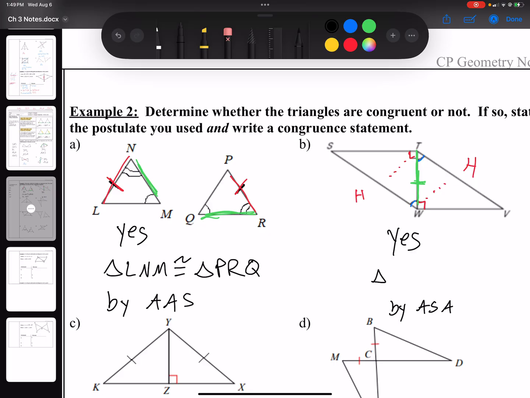Let's name the triangle on the left. I'll call it STW, which was the unmarked angle, so V, then T, which was the right angle, so W, and then T.